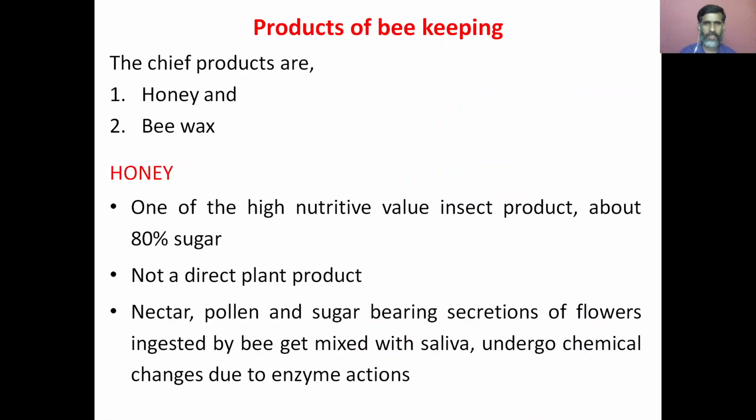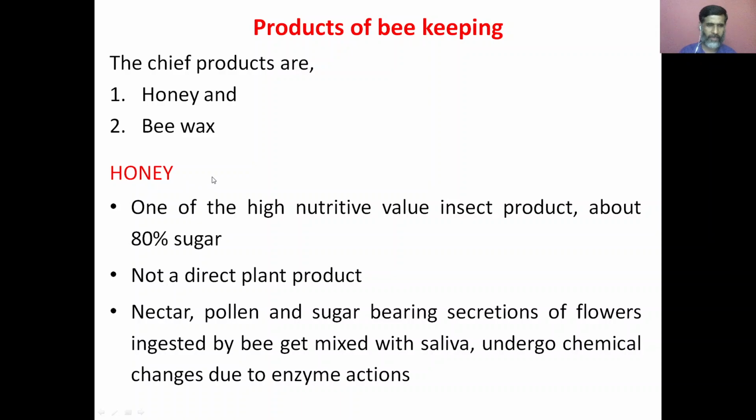Now, we will move on to the next topic, that is products of beekeeping. Out of beekeeping, mainly you will get two products: one is honey and the other, equally important, is beeswax. Honey and beeswax. First we will start with honey.